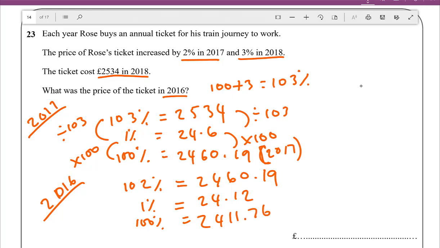Now, according to Maths Genie, there might be slight add or take away a few percentages. Because I rounded my answer here, possibly I've got a slightly lower answer than it should be. So always double check on your calculator. Is it too much off the actual answer? So the final price of the ticket in 2016 was £2,411 and 76 pence.